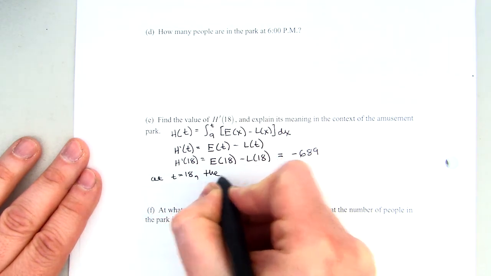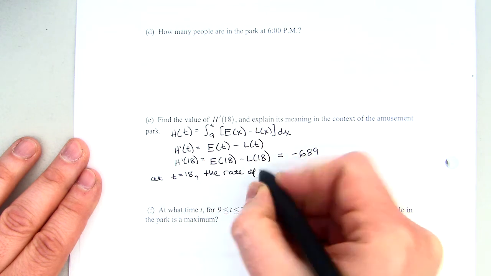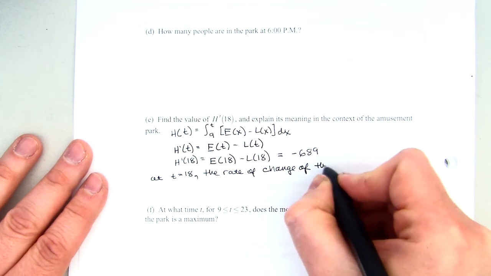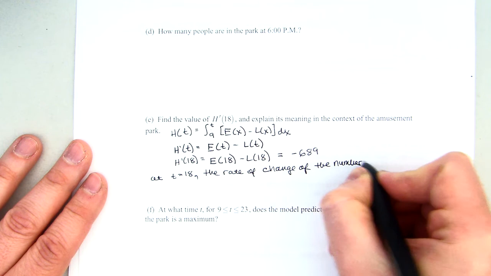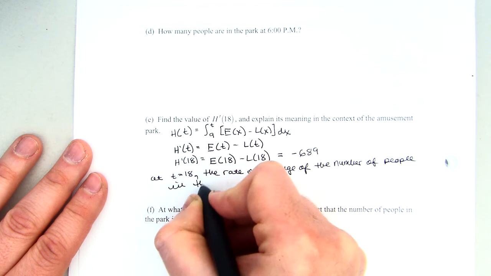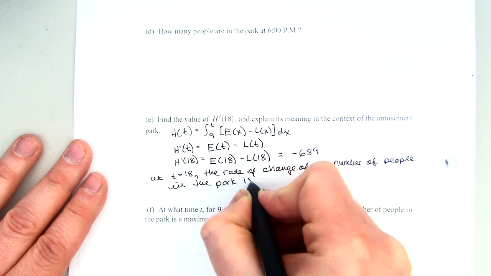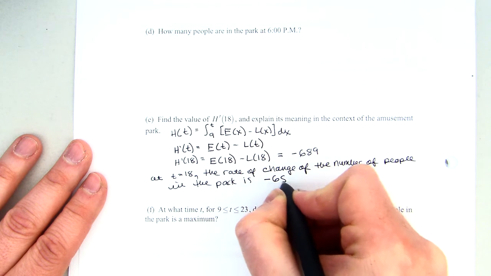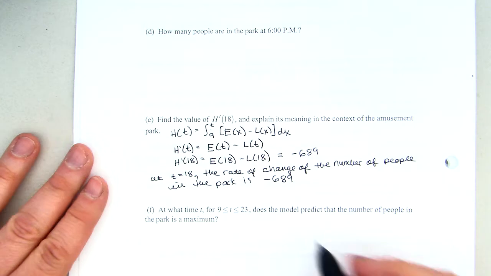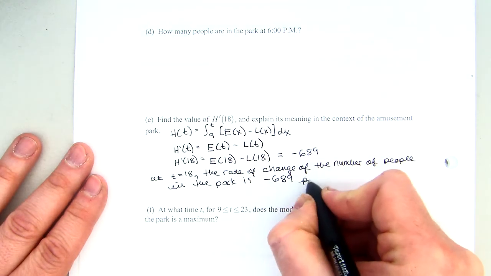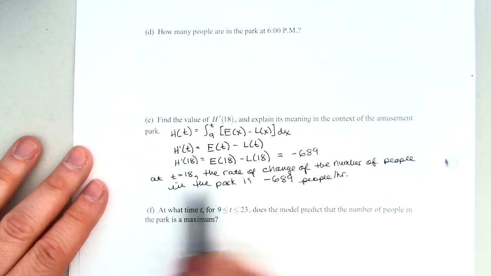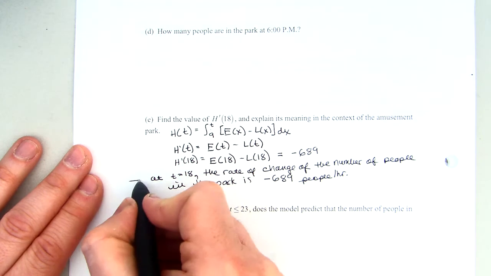The rate of change of the number of people in the park is negative 689. What kind of units? People per hour. H of t is giving you people. We're dividing by the units of t, so people per hour. So, this is one way to write it. There's a better way to write it.